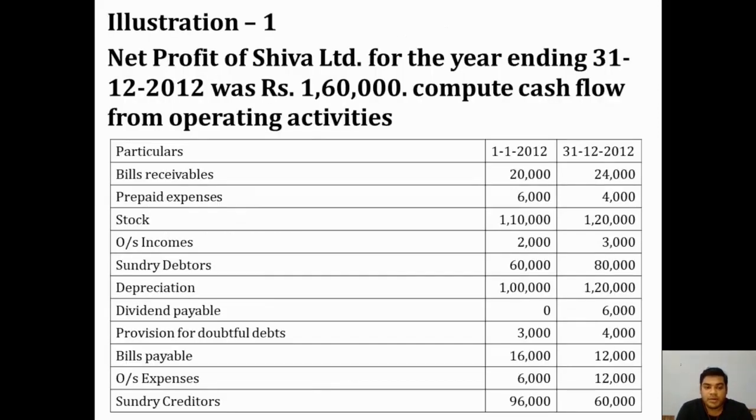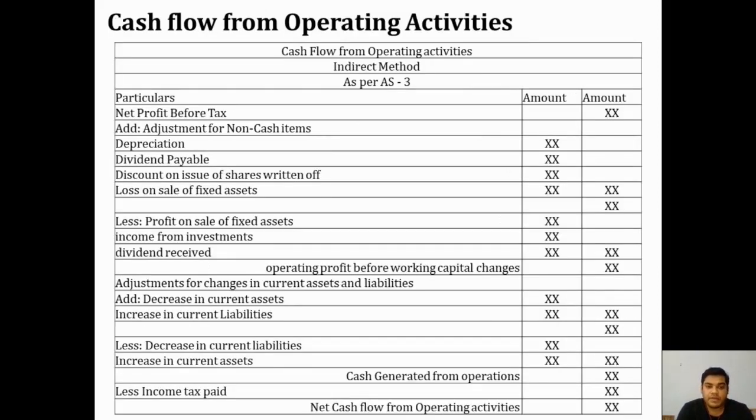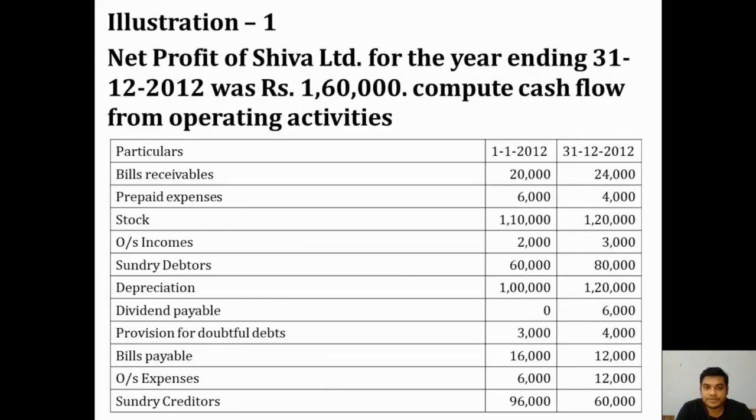And about current liabilities, that is provisions for doubtful debts, bills payable, outstanding expenses, sundry creditors. All these are called as current liabilities. The treatment for current liabilities is, if the current liabilities are increasing, then we have to add, and if they are decreasing, then we have to subtract. Let us solve this problem.